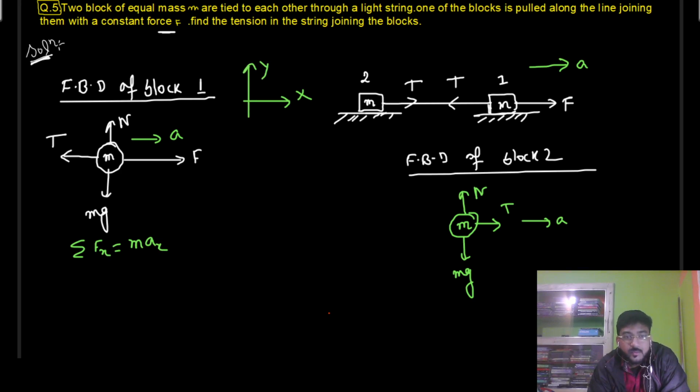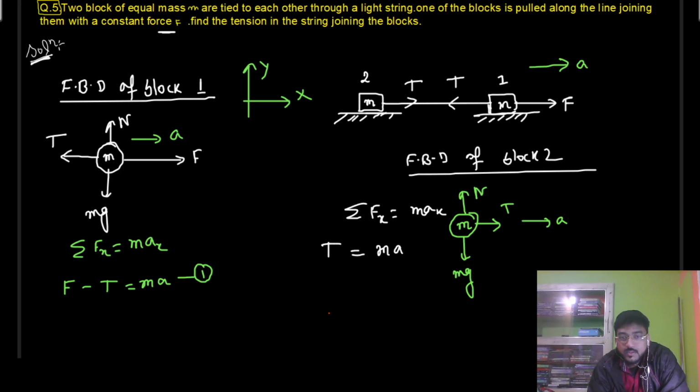Okay, so summation Fx, and for summation Fx, F will be positive and T will be negative, so we will use F minus T is equal to ma. This is our equation 1, and we will get another equation from here. Here also we can use that summation Fx is equal to ma. And what is summation Fx? Here there is only T, one force, so T is equal to just ma.